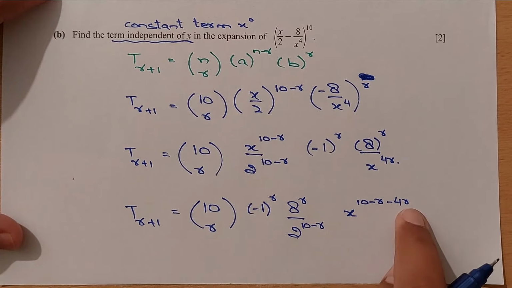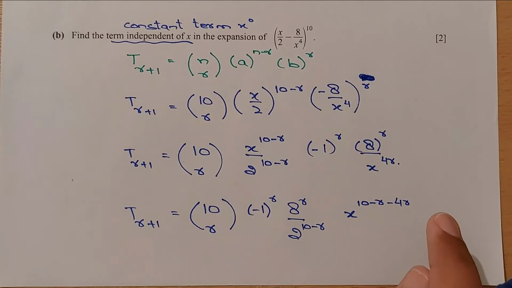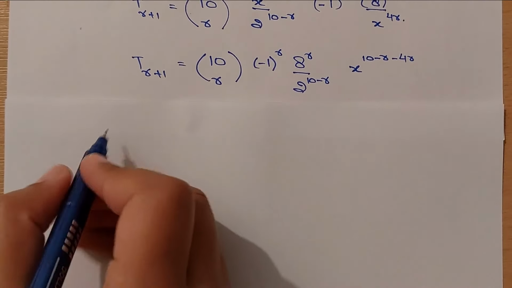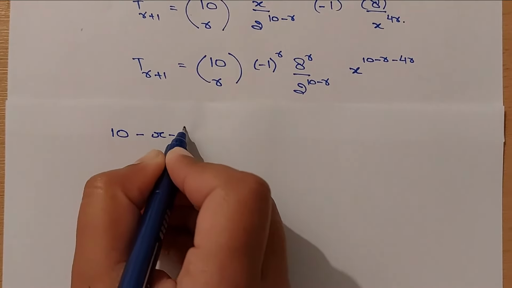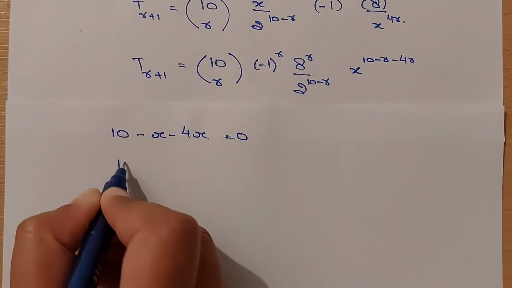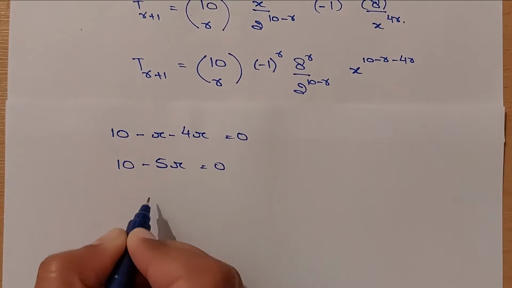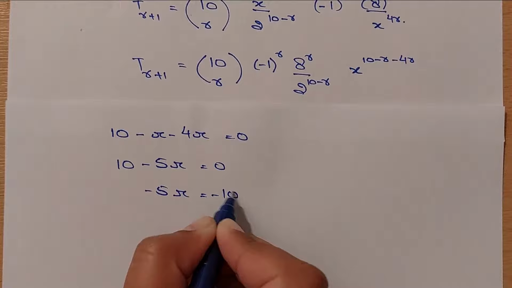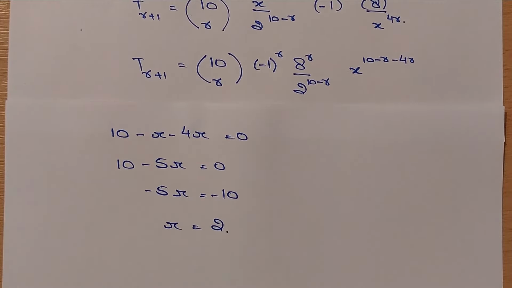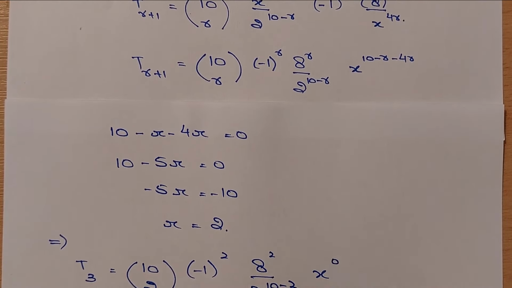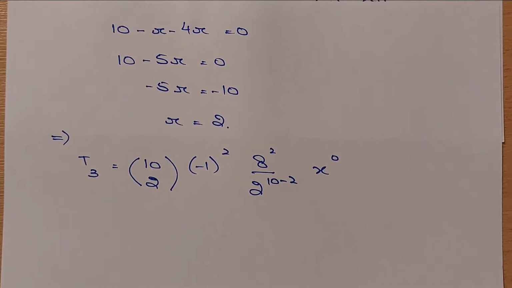So for the constant term, x power is 0. So we need to substitute this equal to 0. Okay, so 10 minus r minus 4r equals 0. So it means 10 minus 5r equals 0. Minus 5r equals minus 10. And r equals 2. Right? So substitute r equals 2 throughout the equation. So T3 is 10C2, minus 1 power 2, 8 power 2, 2 power 10 minus 2, and x power 0. We will get the constant term. What is 10C2?